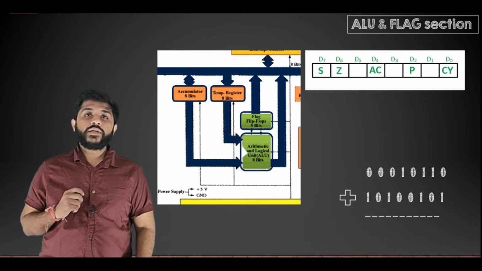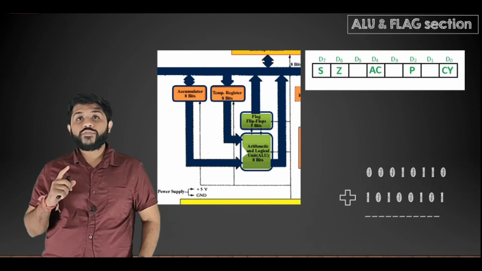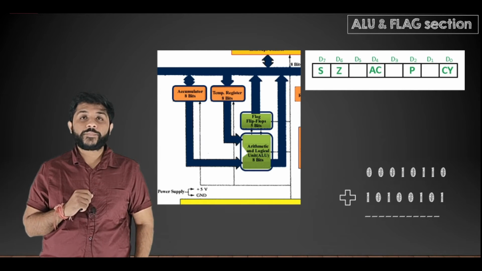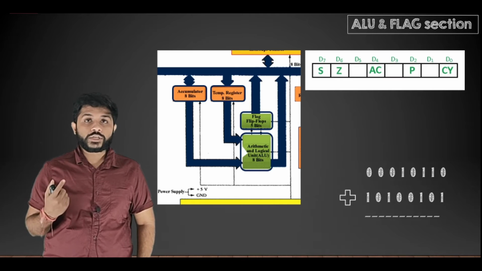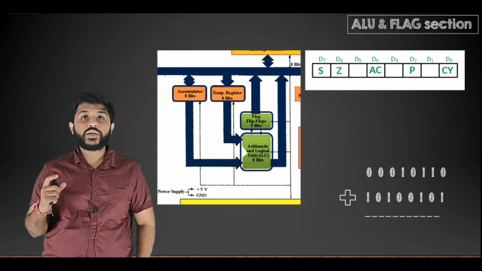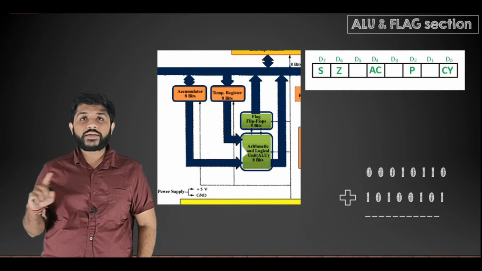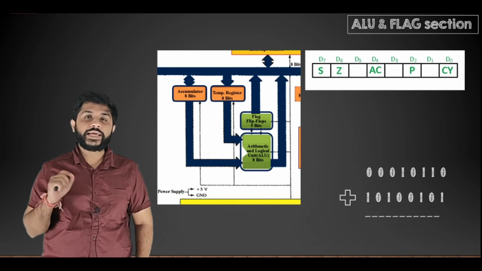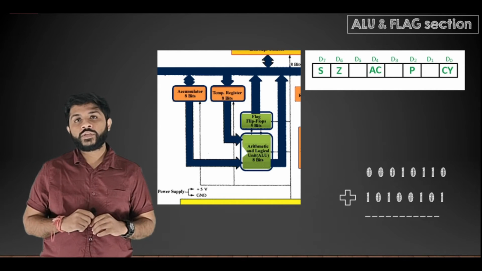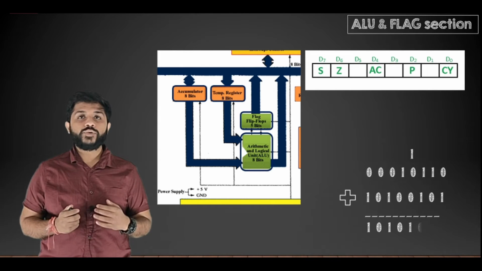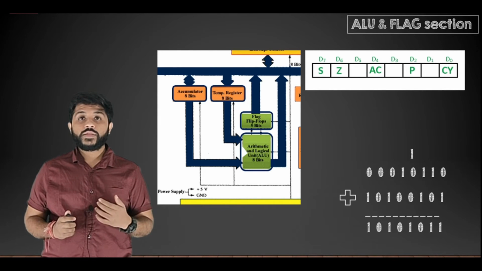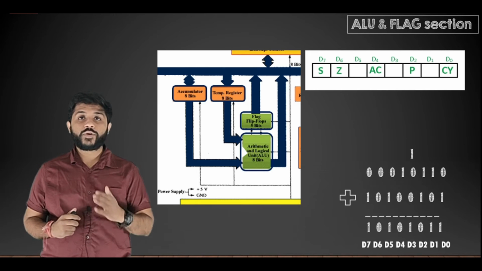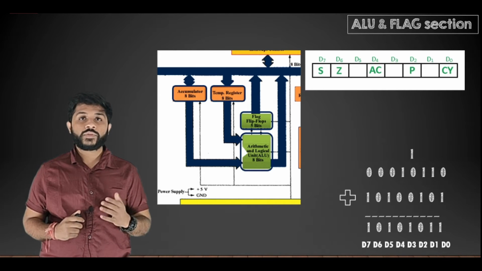So this is the example. We are performing the addition of these two 8-bit numbers. When you perform any arithmetic and logical operation, the value of the flags will be affected. So all flags will be affected when you perform any arithmetic and logical operation. Now let's add these numbers and you will get the answer. Let's name these bits from D0 to D7.